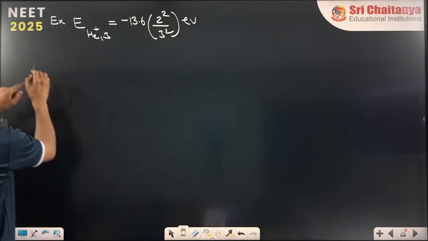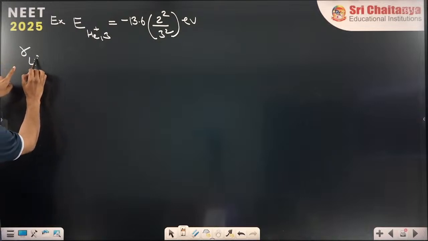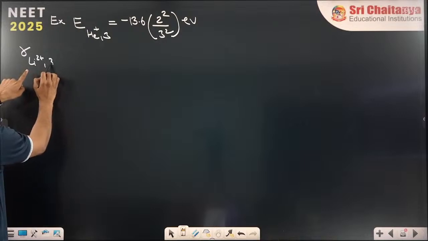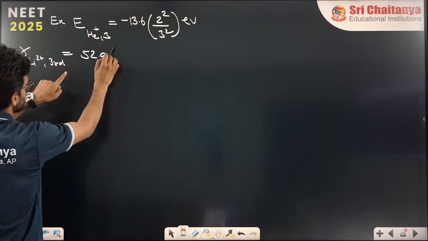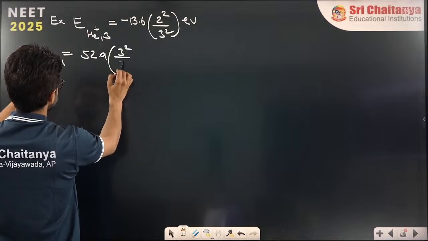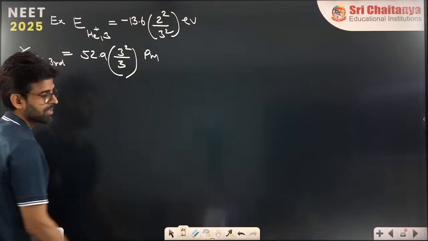Clear? Imagine I want to find the radius of lithium 2 plus, and I'm saying it is the third shell. What is the formula? 52.9 n square by Z. Z is what for lithium? 3. In which units? Picometer.